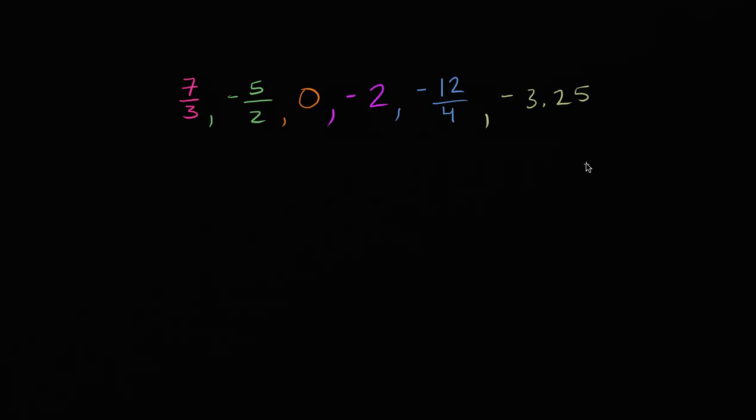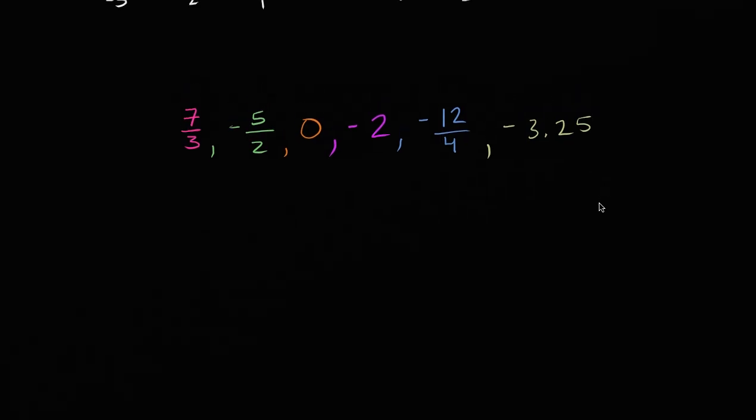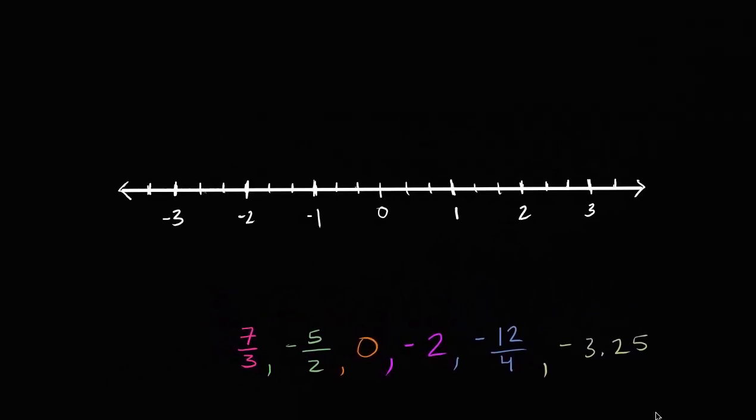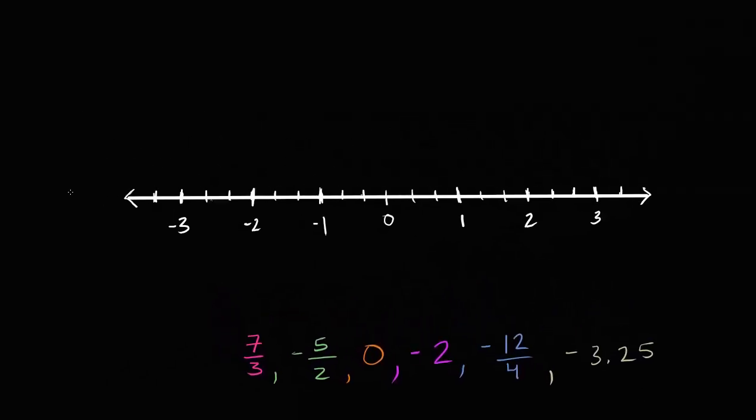And to help us there, let's plot these numbers on a number line. And I have a number line up here. So there you go. There is a handy number line. And let's just take them one by one. So the first number here, we have 7/3.